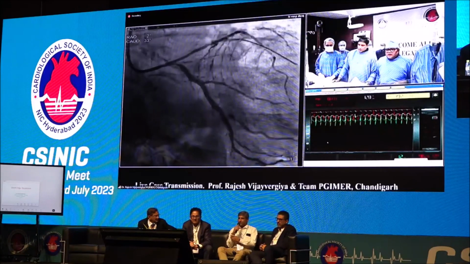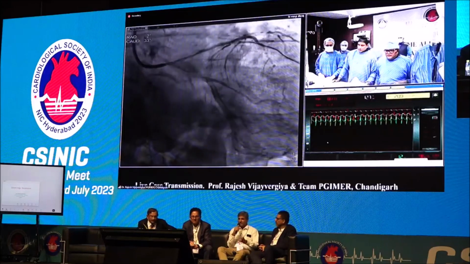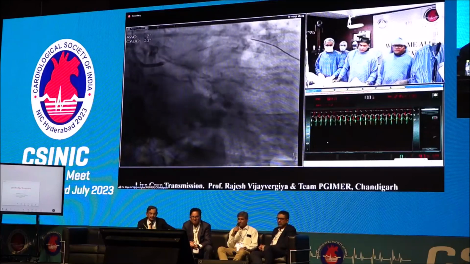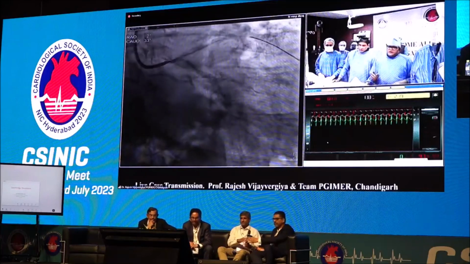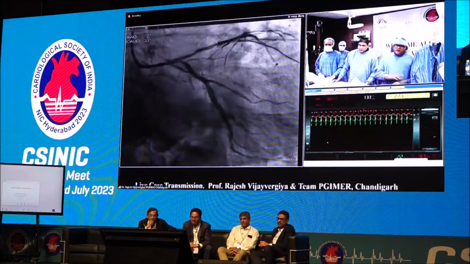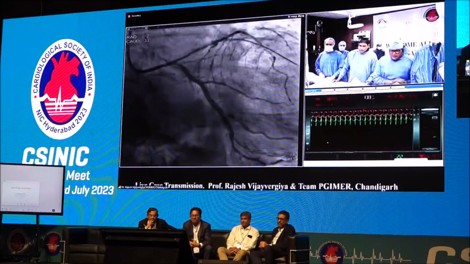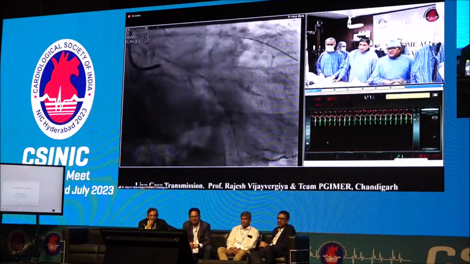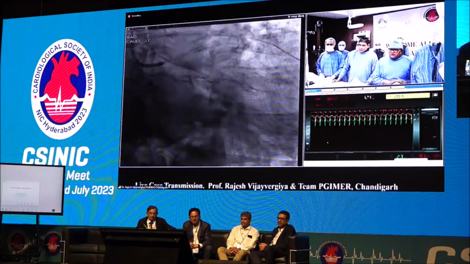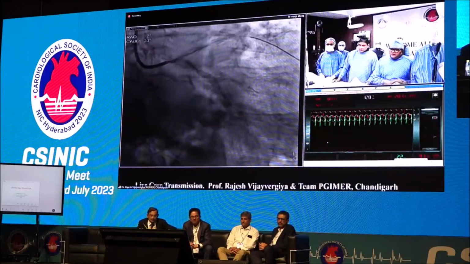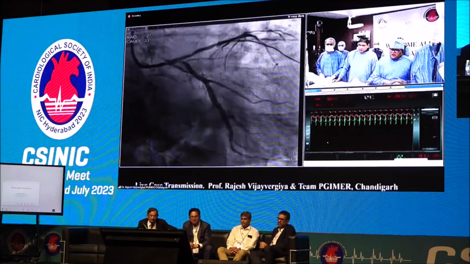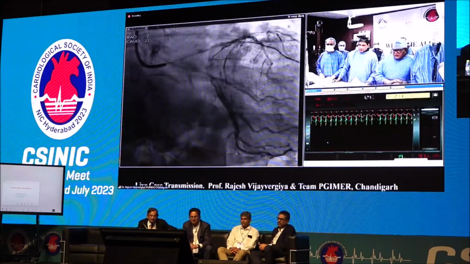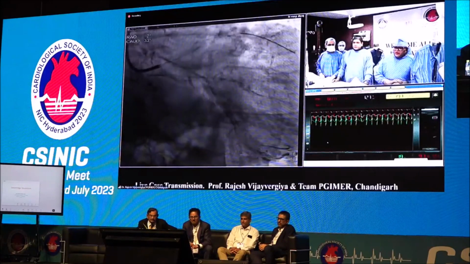Dr. Rajesh, Dr. Girish here. Hi, Girish. There are some technical aspects. What is the guide which you have chosen? And the wires were... This is what we have taken: it's a 7F femoral sheath, and it's a long sheath. When I did the LCX PCI in 2016, there were tortuosity and difficulty in cannulating the left coronary. Therefore, we have taken the long sheath at that moment of time, and therefore at this moment also we have taken the long sheath.